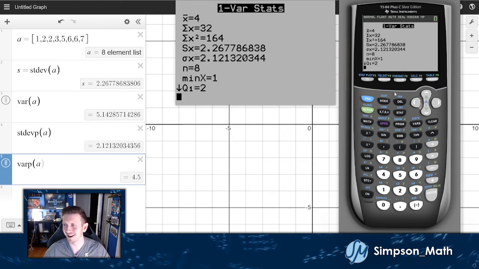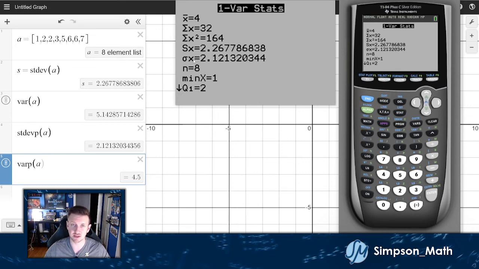Okay. So with this, I already have it run, so you can see here I get my sample standard deviation, 2.626778, and the population standard deviation, 2.121. So I'm going to backtrack and show you how I typed this in. The short answer is I did Stat, Calculate, 1-Var Stats.